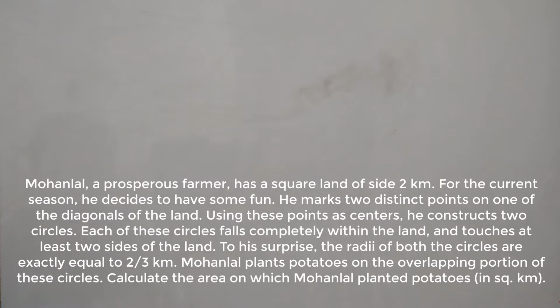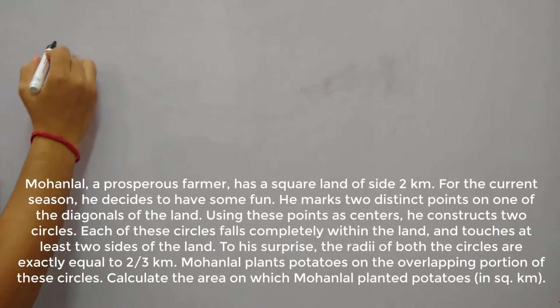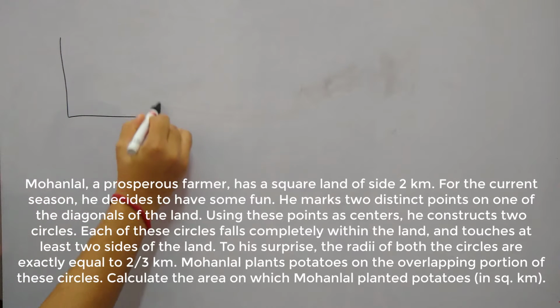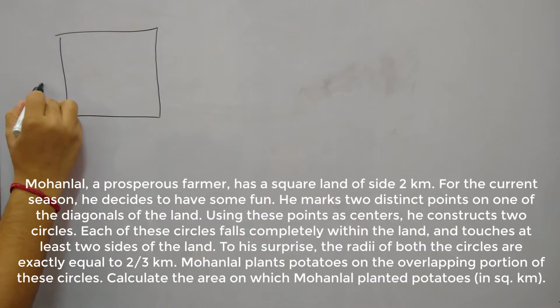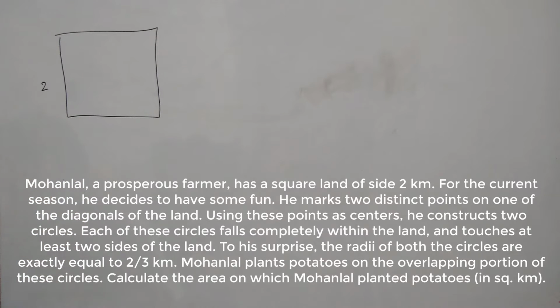Mohanlal, a prosperous farmer, has a square land of side 2 kilometers. So there's a farmer having a square land. Let's say this is the square land of side 2 kilometers. For the current season, he decides to have some fun. He marks two distinct points on one of the diagonals of the land. Using these points as centers, he constructs two circles. Each of these circles falls completely within the land and touches at least two sides of the land.